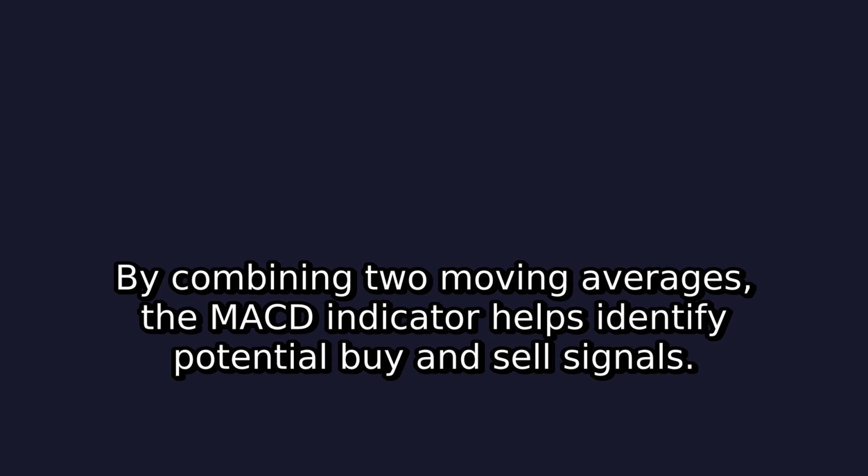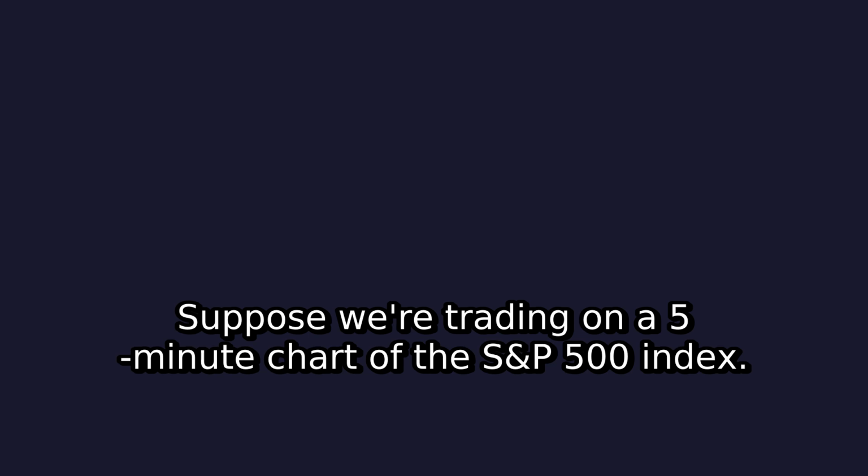Let's take a look at a real-life example. Suppose we're trading on a 5-minute chart of the S&P 500 index. Our algorithm detects a MACD signal when the 12-period EMA crosses above the 26-period EMA, indicating a potential long position.